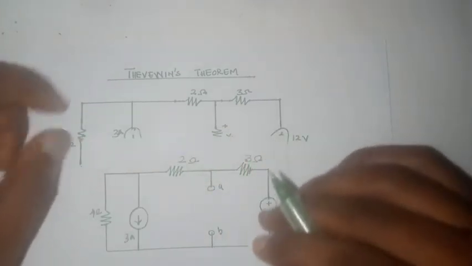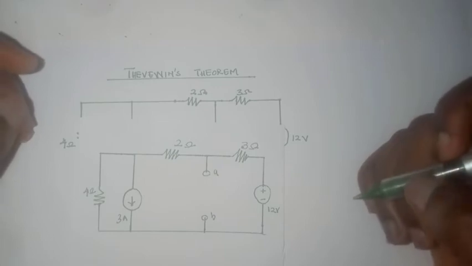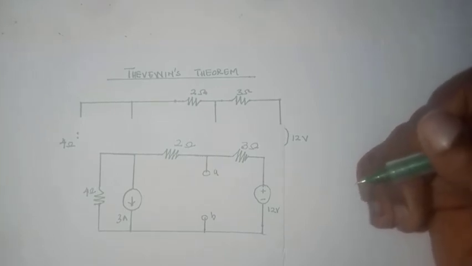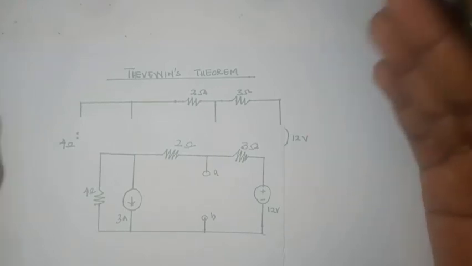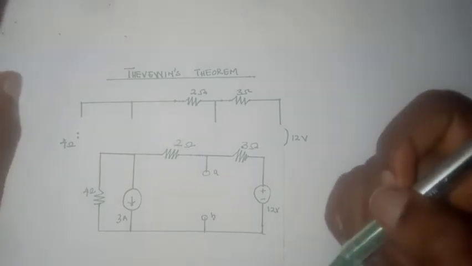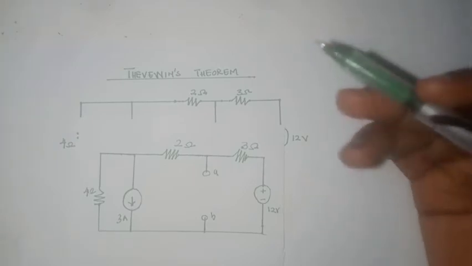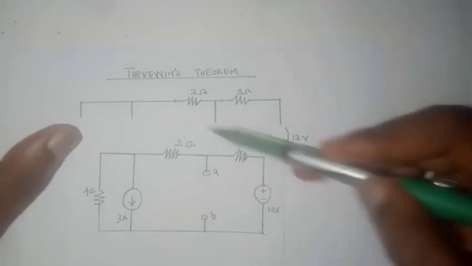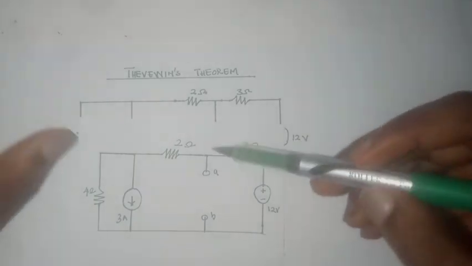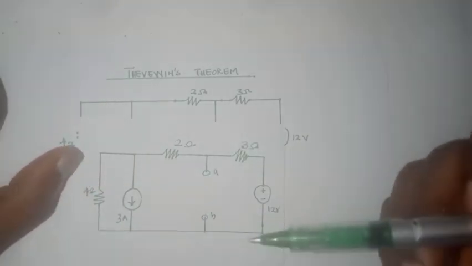Then the next thing we want to do is determine the value of VTH. Now, determining the value of VTH can be done in several ways, but the method I'll be using here comes in two steps. The first thing you want to do is determine the current in this circuit, and doing that is very easy. You can just use mesh analysis.